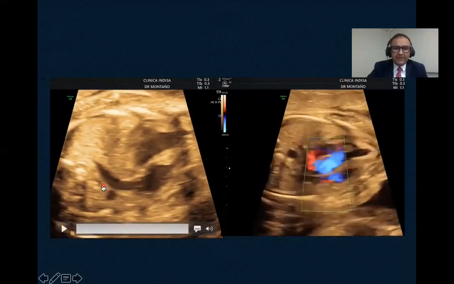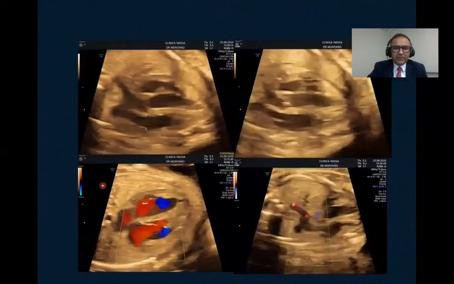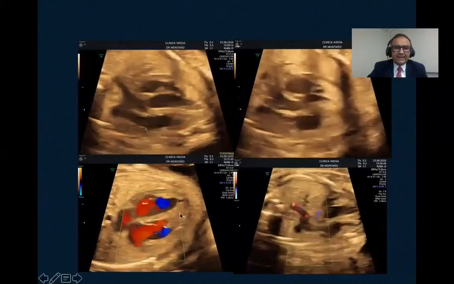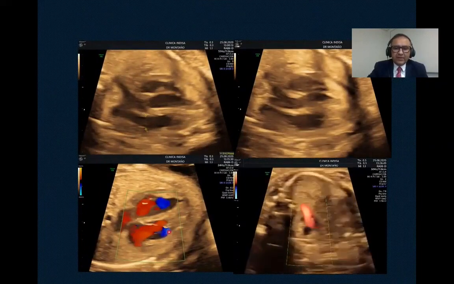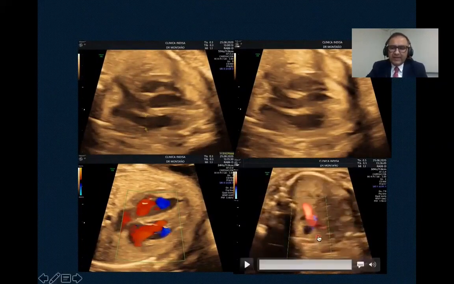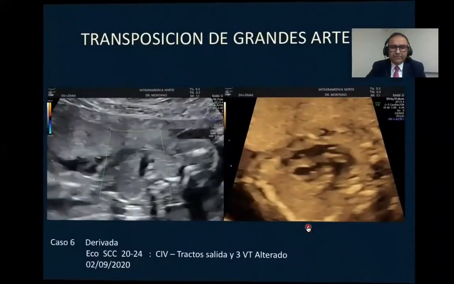This is another case of transposition of the great arteries. And this patient also had a completely normal four-chamber view, which is very important to keep in mind in this particular type of congenital heart disease. Here you can see the skateboard sign. Aorta, vena cava, and trachea.